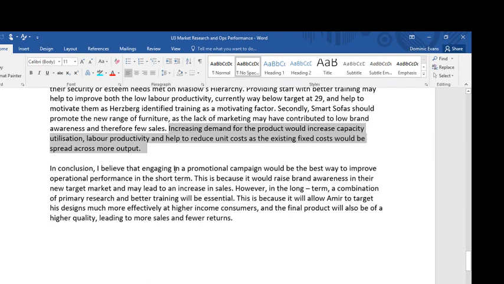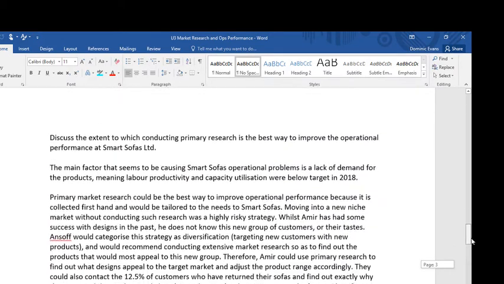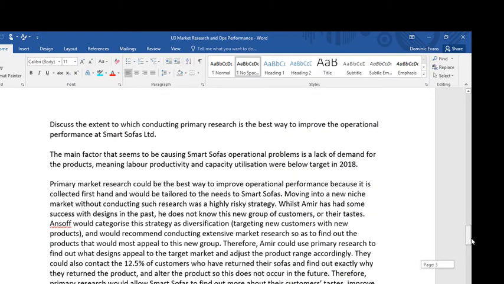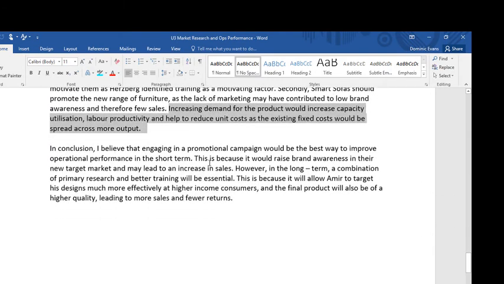In conclusion, I believe that engaging in a promotional activity would be the best way to improve operational performance in the short term. This is because it would raise brand awareness in their new market and may lead to an increase in sales. Okay, so the question was, is market research, conducting primary research, the best way to improve the operational performance? Well, in the short term, I'm saying no. I'm saying that a promotional campaign would be, and I've backed that up by saying it would raise brand awareness and lead to an increase in sales.